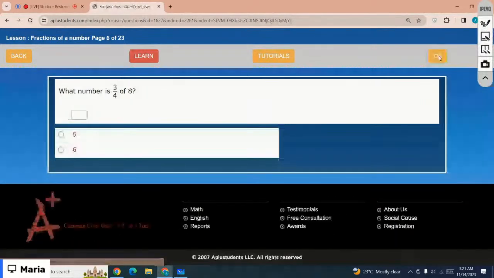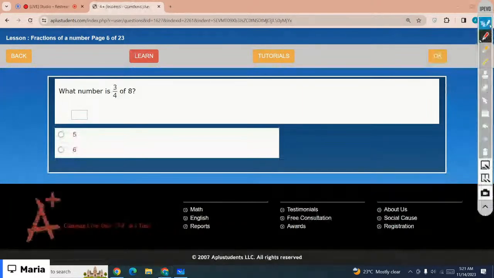Okay, the next one is what is 3/4 of 8? So basically you have to do 3 by 4 times 8, right? 8 does not have any denominator, so its denominator is 1. They are very easy. So you have to do 8 times 3 is 24. Then 4 times 1, that would be 4. You have to count 4 until 24. So 4 times what number is 24? 4 times 6 is 24, right? So the correct option is 6.